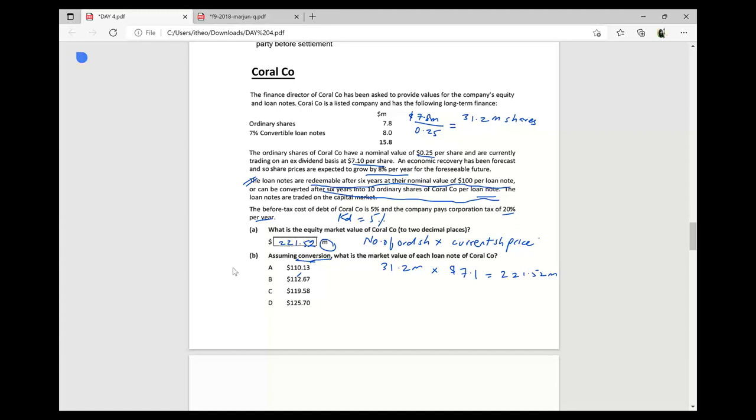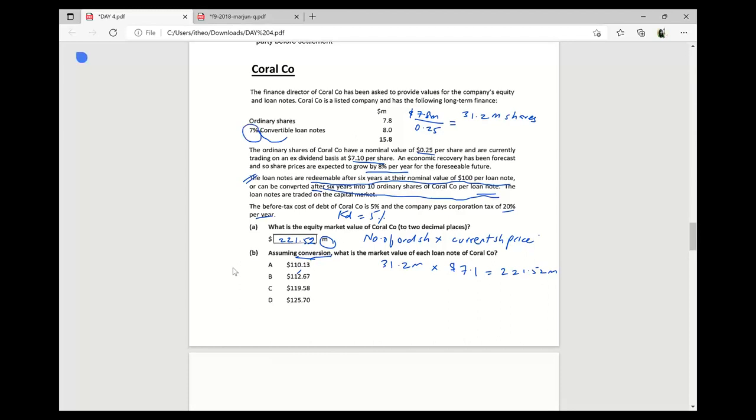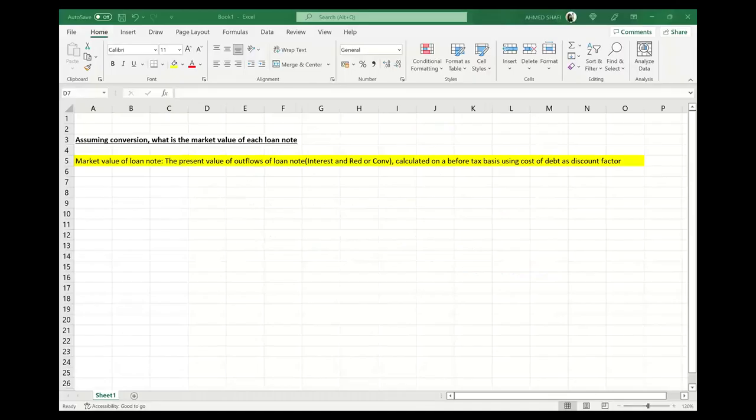So it can be converted after 6 years and it pays 7% interest. Two headings are made, 1, 2, 5, and 6, because it is being converted after 6 years. Two outflows of this loan note, interest and redemption or conversion, but we are solving this assuming it's conversion.